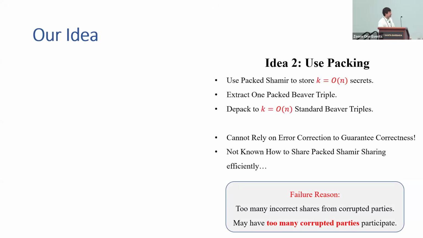The second idea that we had is to use packing. So if we use this technique, yes, it's true we can only maybe obtain one triple, but if this triple is packed, and we pack a linear number of triples, if we somehow can depack this packed triple into n standard Beaver triples, then the amortized cost would still be linear. The problem is that we cannot rely on error correction because these packing techniques require increasing the degree, for example. But in a nutshell, the failure reason is that there may be too many corrupted parties participating in this process.